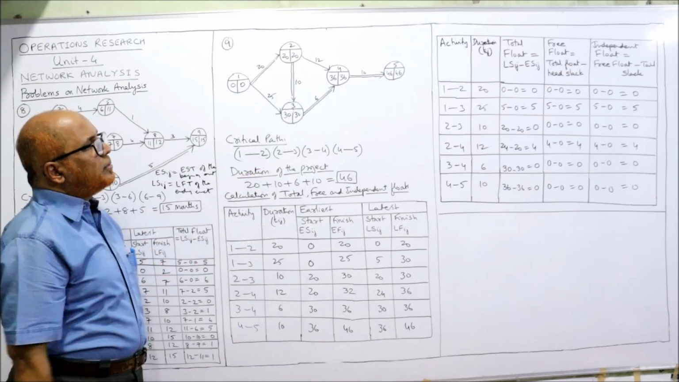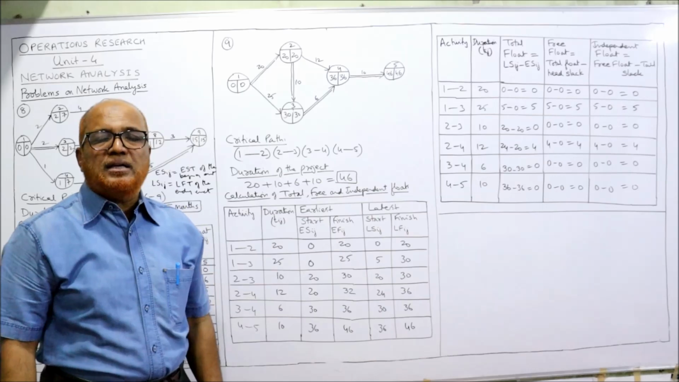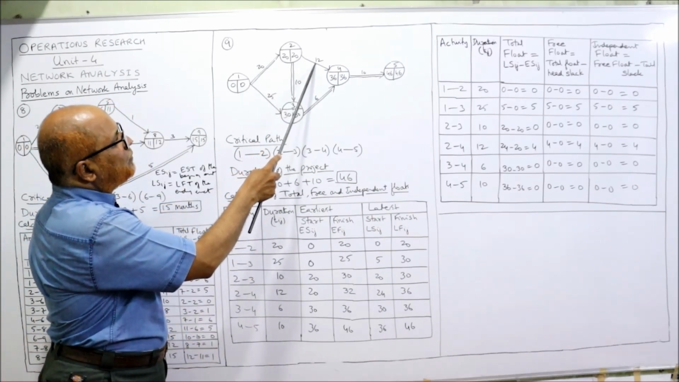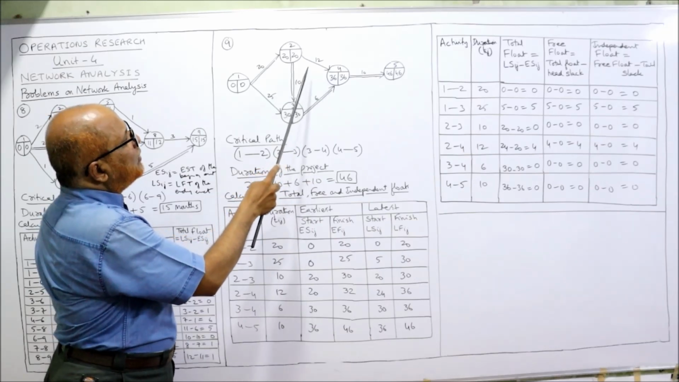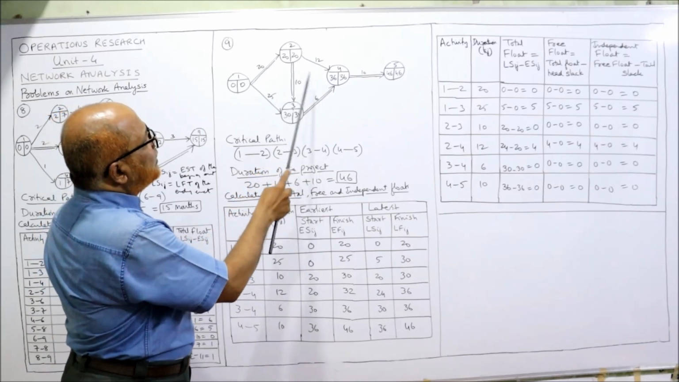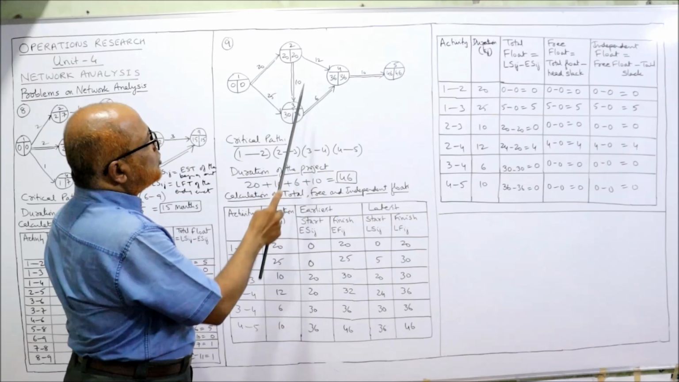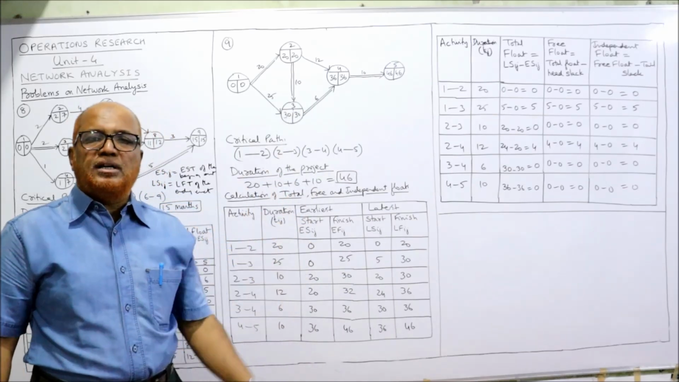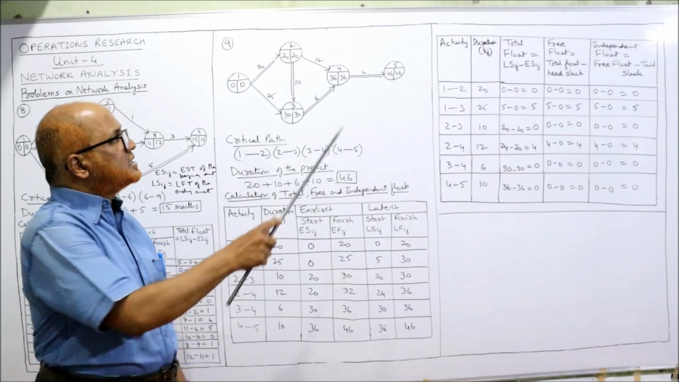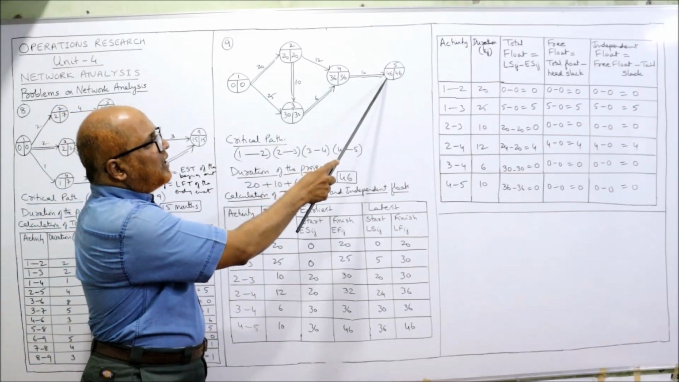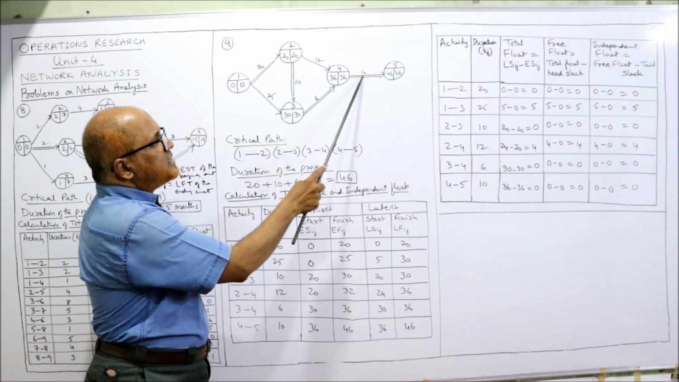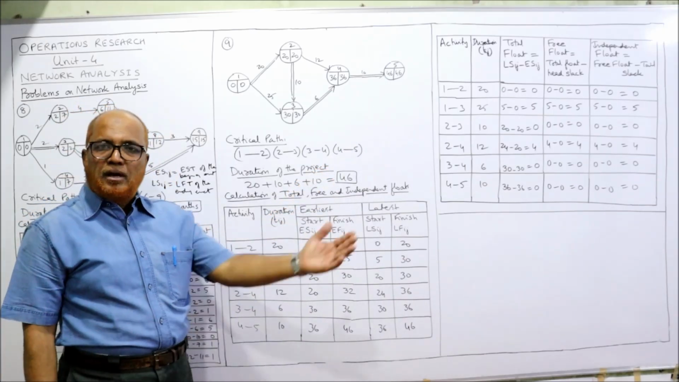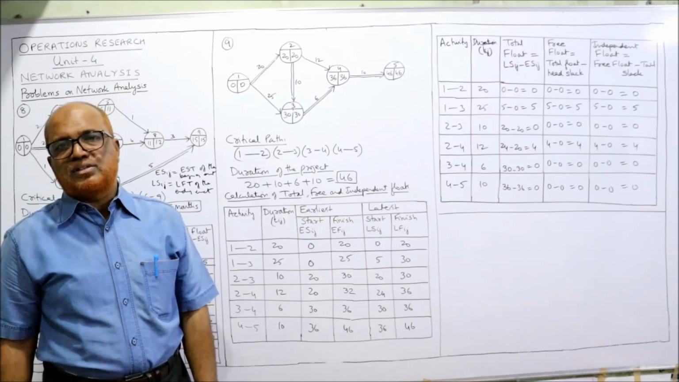Now here two arrows are merging. Again we have to take the maximum. 20 plus 12, 32, or 30 plus 6, 36. Whichever is higher, 36 is higher. Here only one arrow is merging, so 36 plus 10, 46. Over. EST values completed.